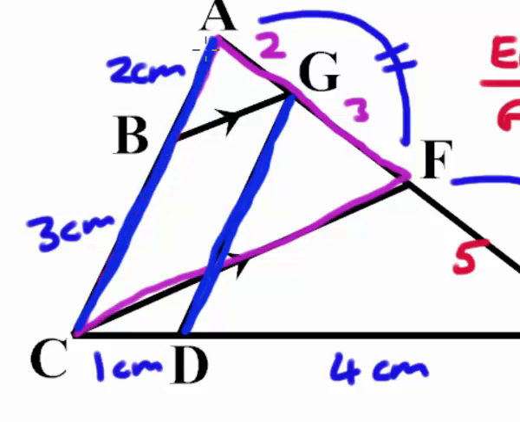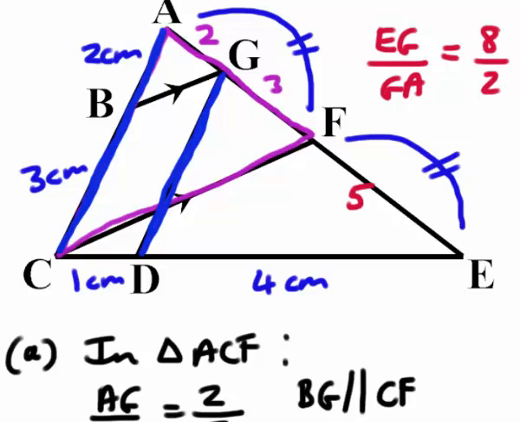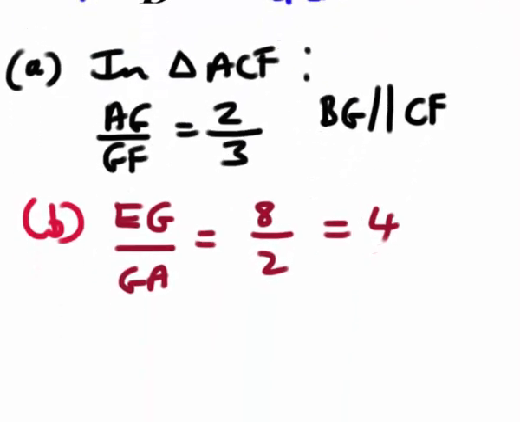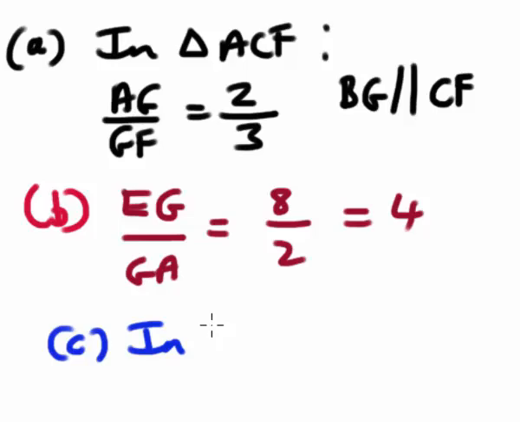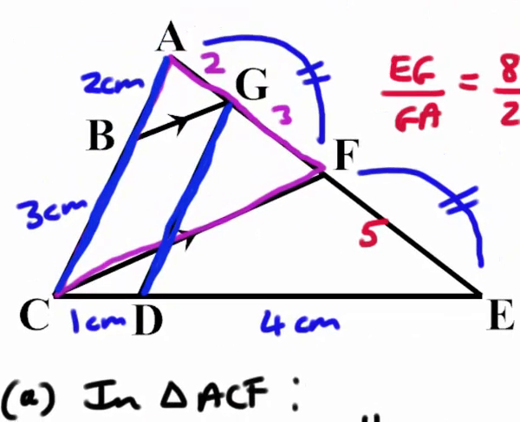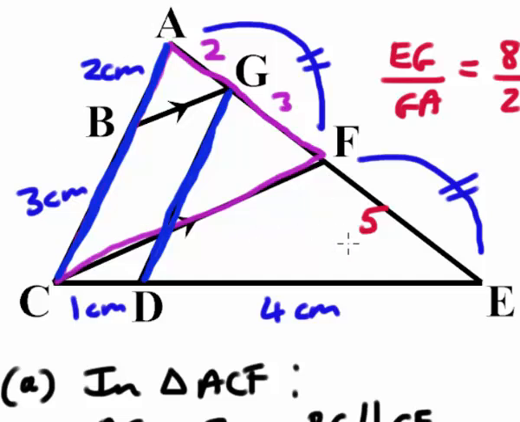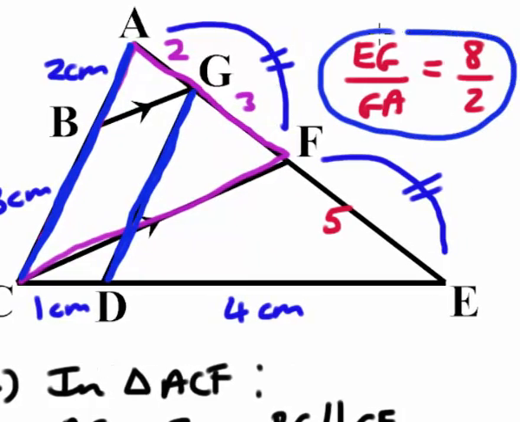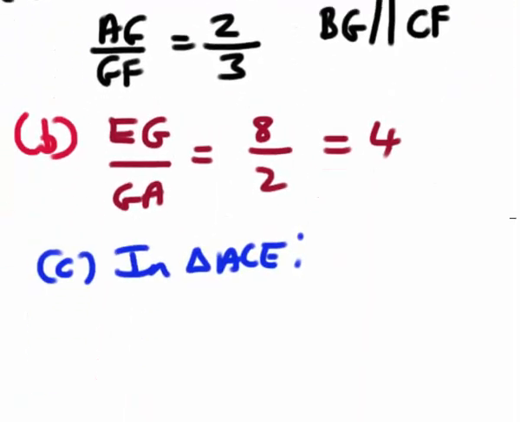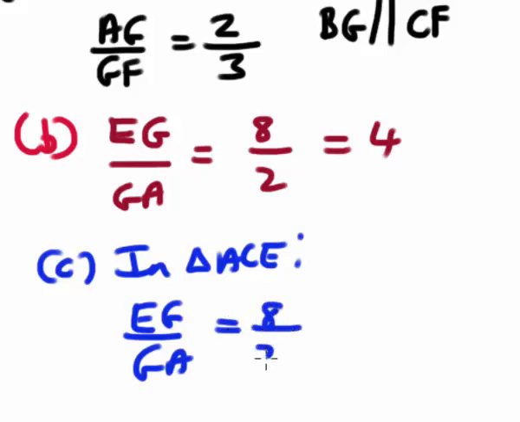Well, if we focus on the big triangle, ACE, what do you notice? So let's write that down, number C. In triangle ACE, well, what do we know? If you take the ratios now, I want you to look at EG to GA. We've already worked that out. EG to GA. Okay, what is that? So EG to GA was 8 over 2, which is 4.